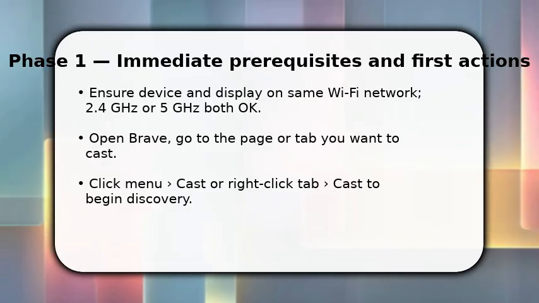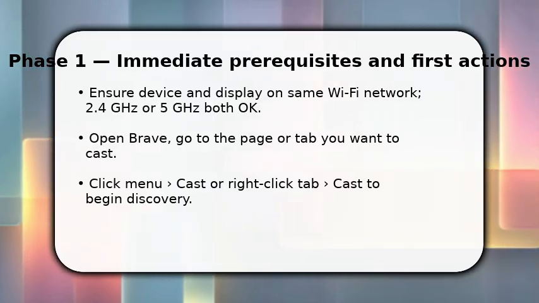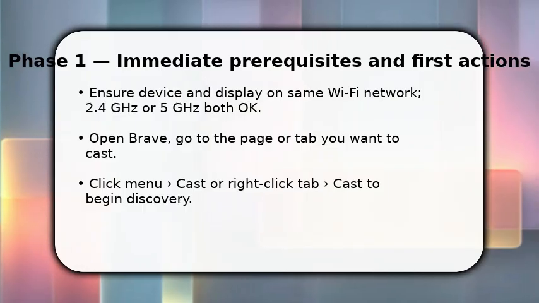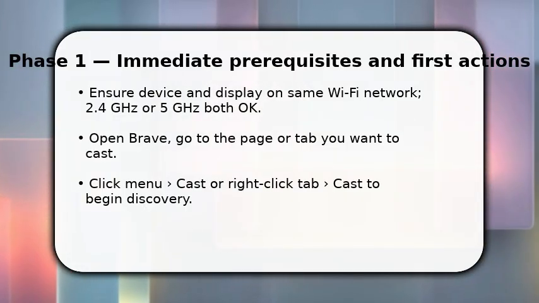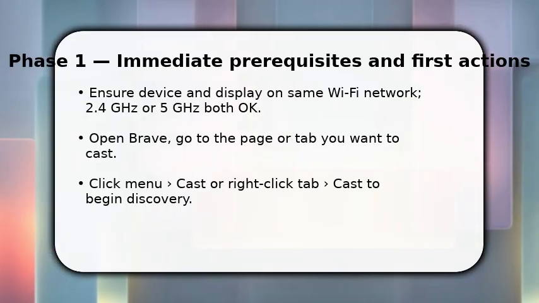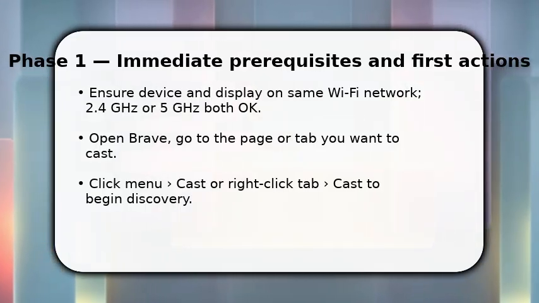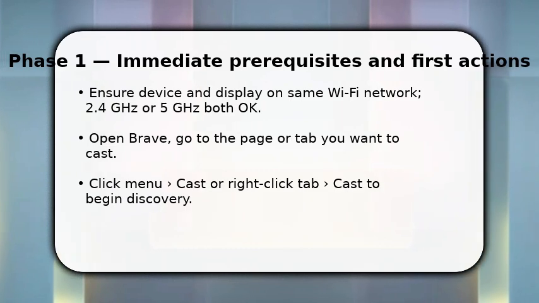Next, click Brave's menu and select Cast, or right-click the tab and choose Cast. This starts device discovery. You're now actively looking for receivers. Keep the target screen awake and allow network discovery so Brave can list available devices.